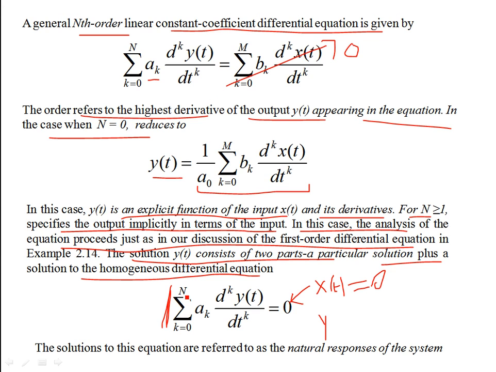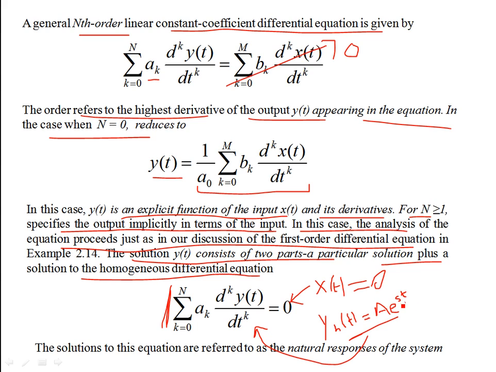you're left with the left hand side, which is non-zero and consists of nth derivatives of the output. Then you go on assuming that y_h(t) is of the form A e^(st), again an exponential solution. You substitute this homogeneous solution in the differential equation and solve for s. The roots of the characteristic equation are going to give you the value of s again.